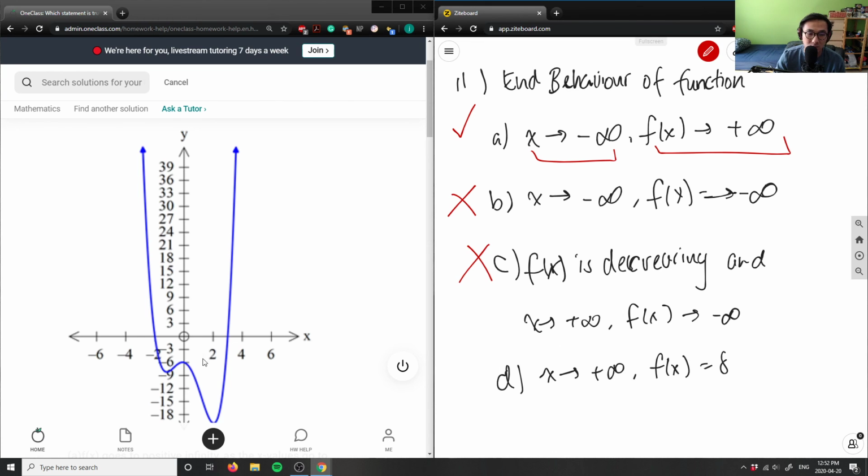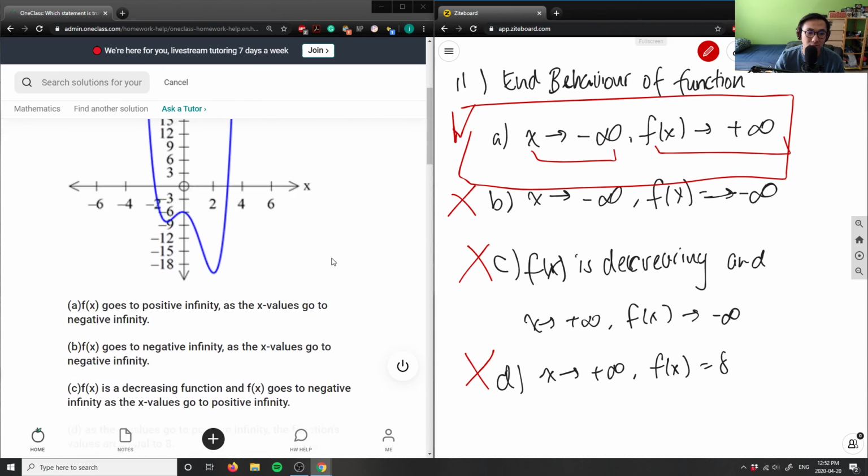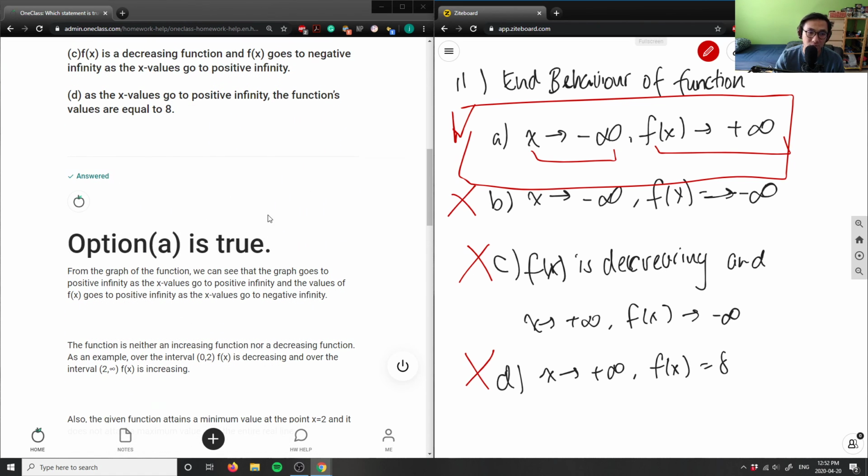And as x approaches positive infinity, f of x equals 8. As you can see, this is way above 8 already, which means this here is wrong. So in this case, A here is my correct answer. As x approaches negative infinity, f of x approaches positive infinity. Option A is true. That's good.